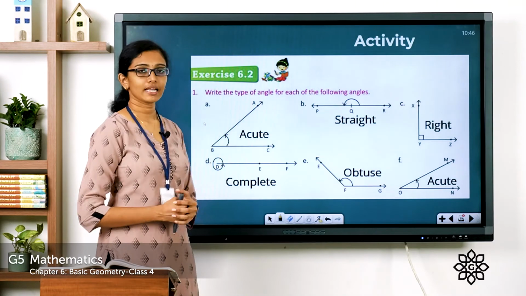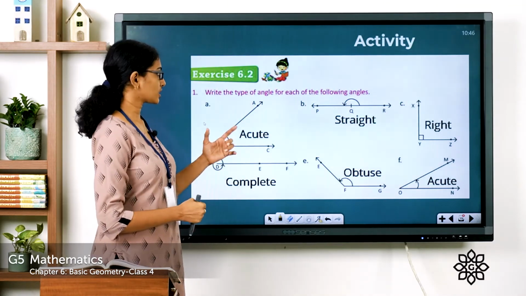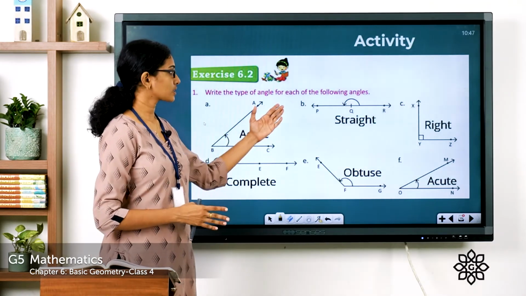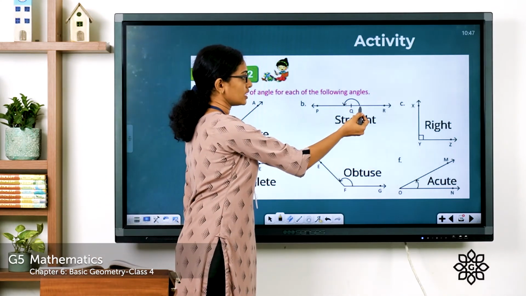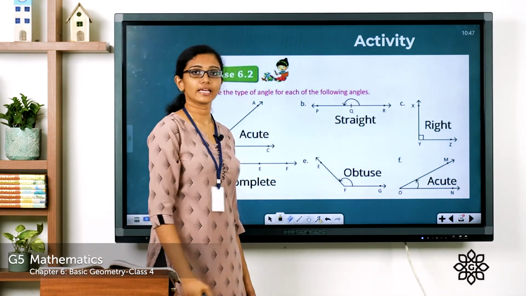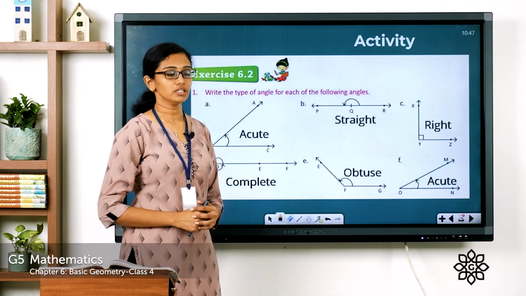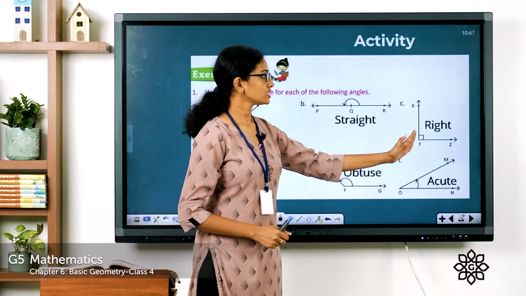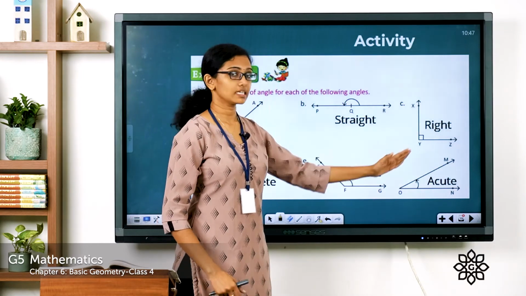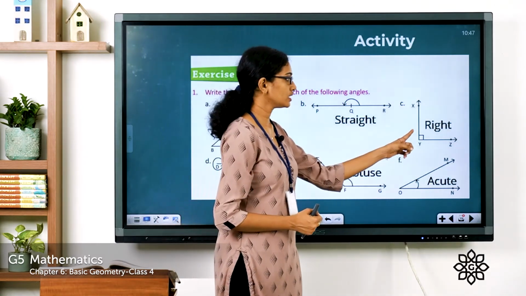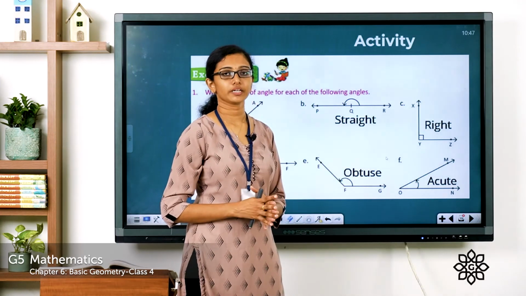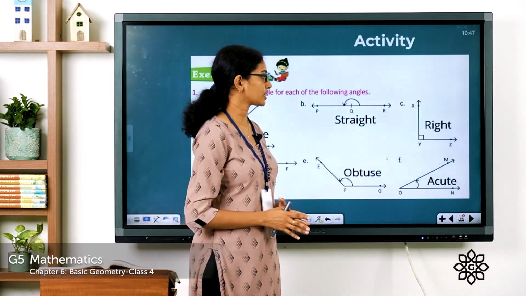The first one, like we mentioned earlier, it is an acute angle. Question B, it is a straight angle. See how much it turned? It turned an angle of 180 degree. So it's a straight angle. The third one, it has turned through 90 degree, and this is how you represent a right angle. When you see this mark, it means it is a right angle or the angle is 90 degree.